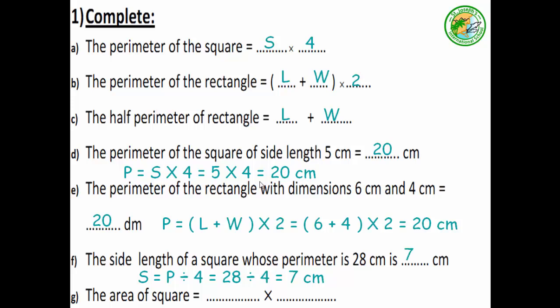The last one, the area of a square equals... here we will write the rule of the area of a square, which is side length times side length, or you can write side length times itself.